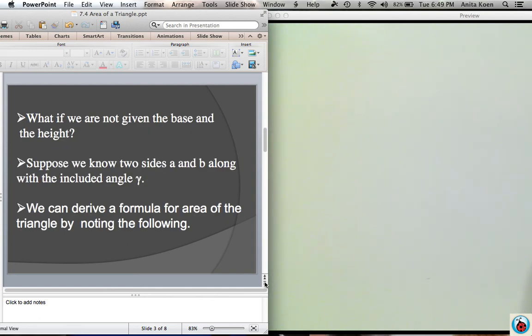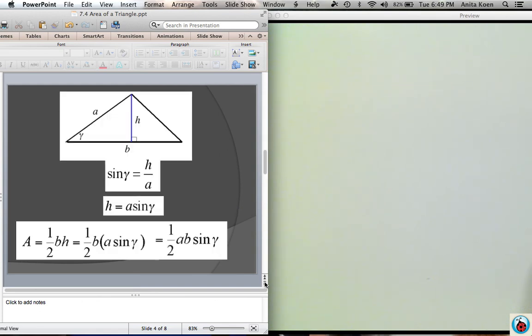Suppose we know two sides of the triangle, a and b, along with the included angle, gamma. Well, we can derive a formula for the area of a triangle by noting the following. If I have any triangle, I can find its height by dropping down a perpendicular from the vertex to the opposite side. And from my right triangle trig, I should notice that the sine of gamma is equal to h, which is the opposite side, divided by a, which is the hypotenuse. So the sine of gamma is equal to h divided by a.